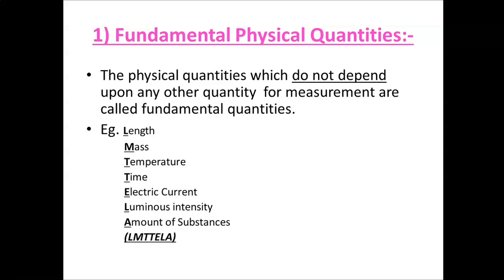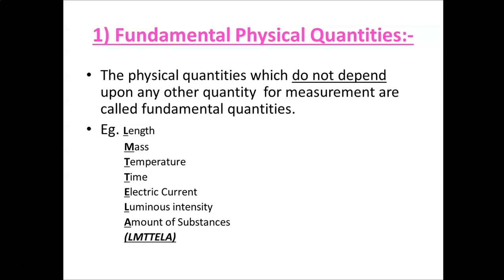Now, which are these fundamental physical quantities? These are the 7 quantities. We will see one by one. L, that is length, mass, time, temperature, electric current, luminous intensity, amount of the substance. Okay. So these are the 7 fundamental physical quantities. The abbreviation of these 7 fundamental physical quantities is nothing but LMTELA.